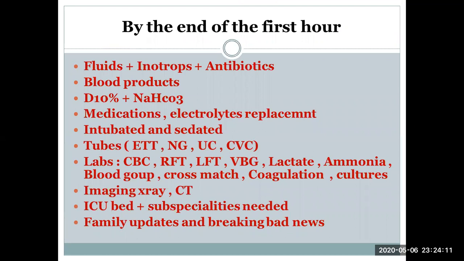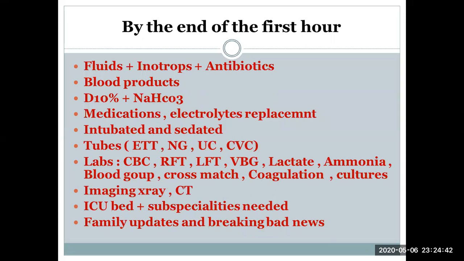Juniors, please screenshot this slide. By the end of the first hour, if you face a patient, ensure that you gave your patient the fluid, the inotropes, the antibiotics, all already given, blood products as needed, dextrose of high glucose concentration D10 plus or minus sodium bicarb if needed, according to the correction of the hypoglycemia and the metabolic acidosis the patient is in. Medications and electrolyte replacement have been provided.